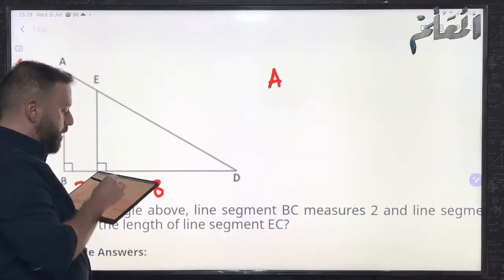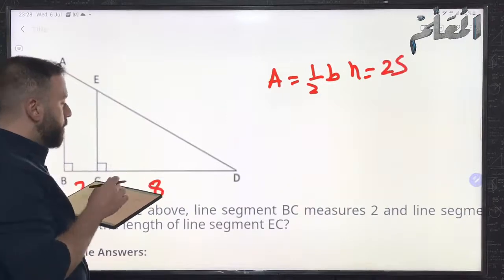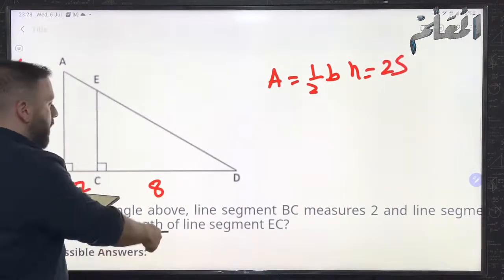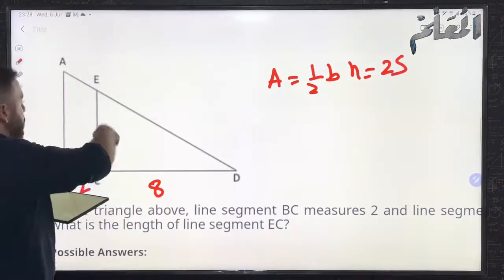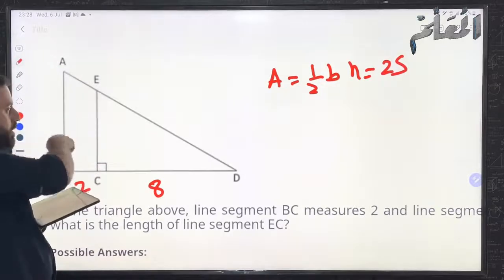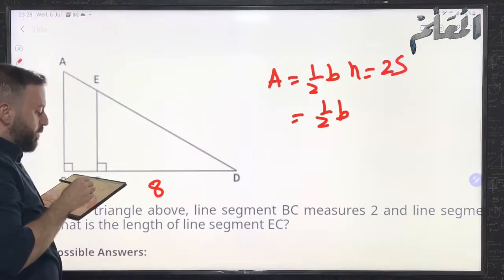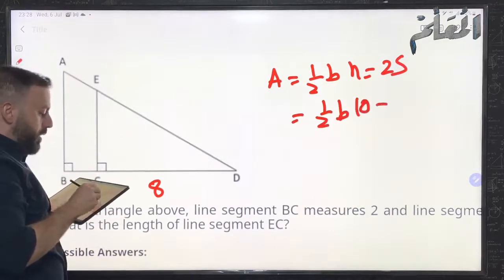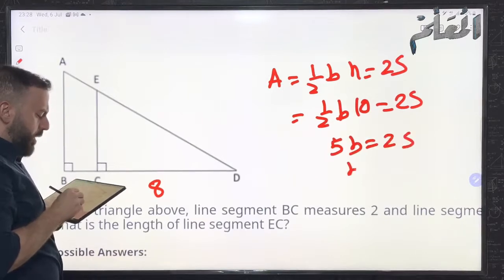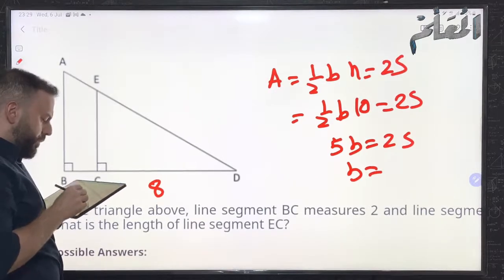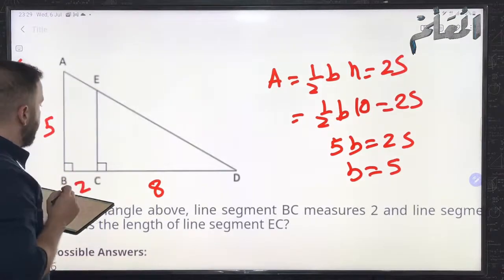So the area is equal to half times base times height, which is equal to 25. We'll come back to that. What is the length of the segment EC? This is EC. Okay, fine. First of all, if I want to get this side, I need to get this side. So I have the area, which is half times base times height. It's half times, I don't have the base, but I have the height, which is equal to 10, is equal to 25. It means 5b is equal to 25, b is equal to 5, which means the base, so this is equal to 5, right?